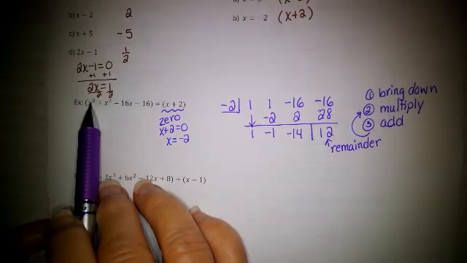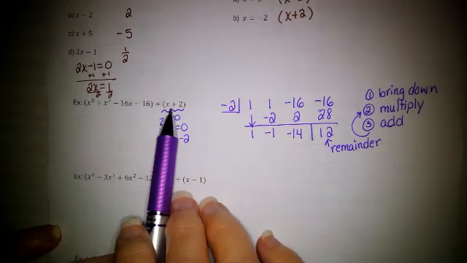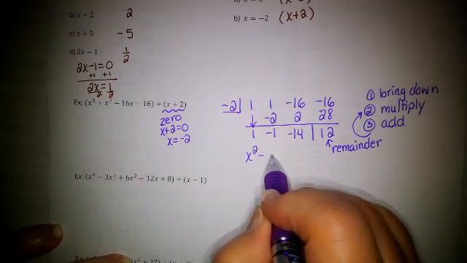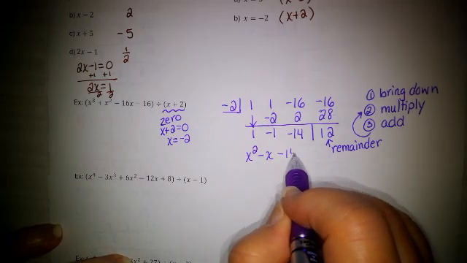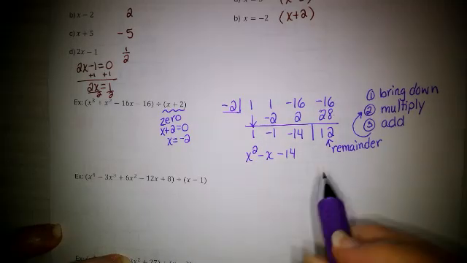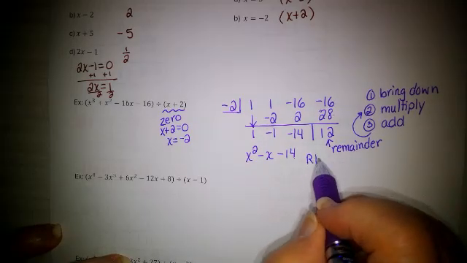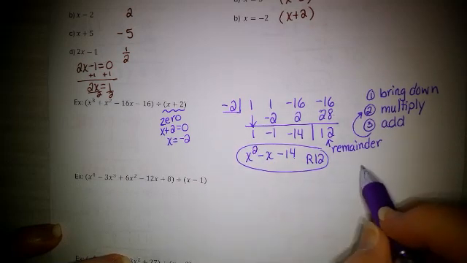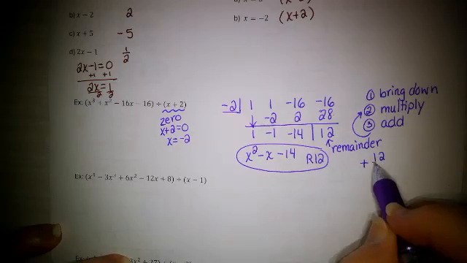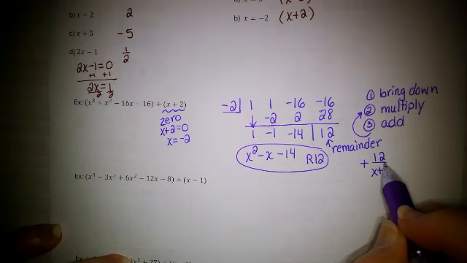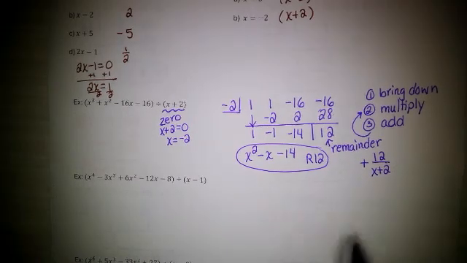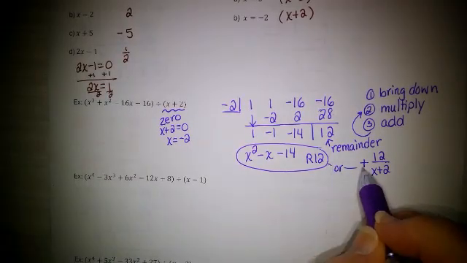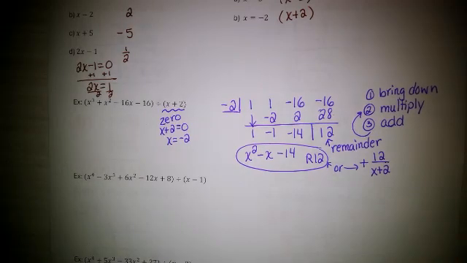So we started with x to the third. Once we divided by x, now this is the x squared term. This is the x term. That's the constant term. And then our remainder is 12. Or just like before, you could write your remainder as plus 12 over what you were dividing by, which was x plus 2. I'll put or, so you know you could do remainder 12, or you could write the fraction.